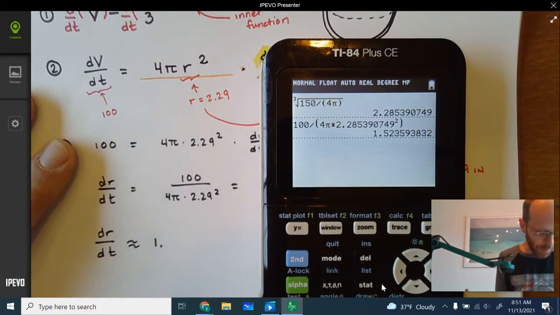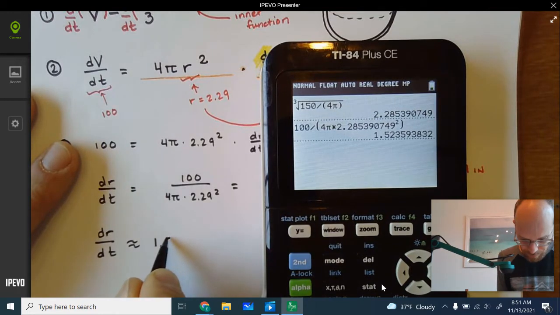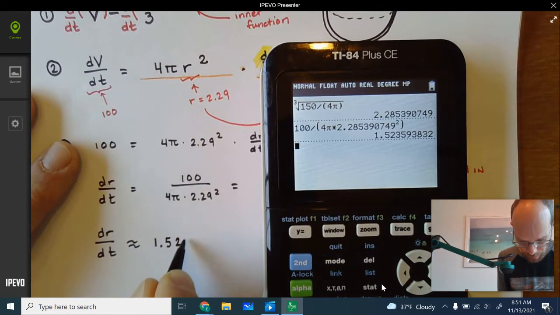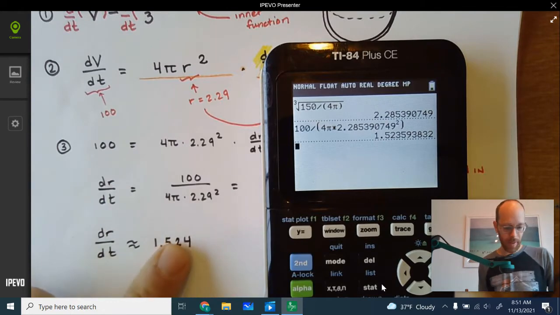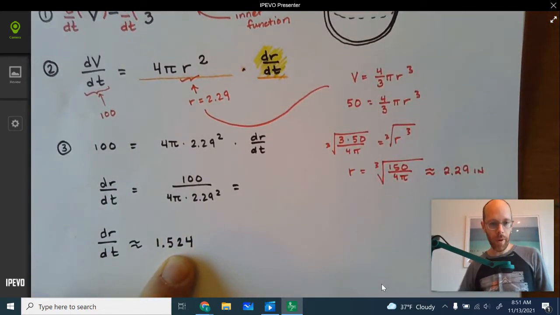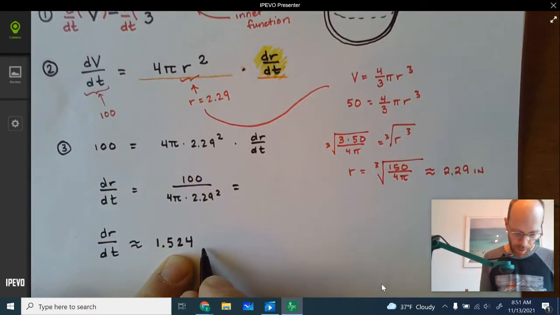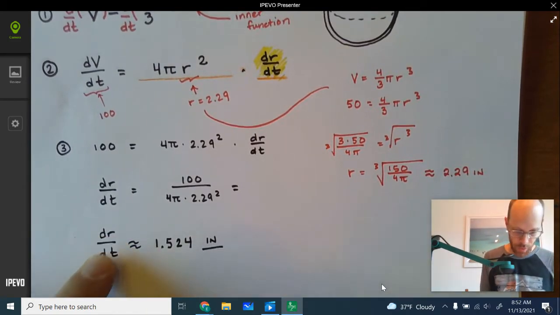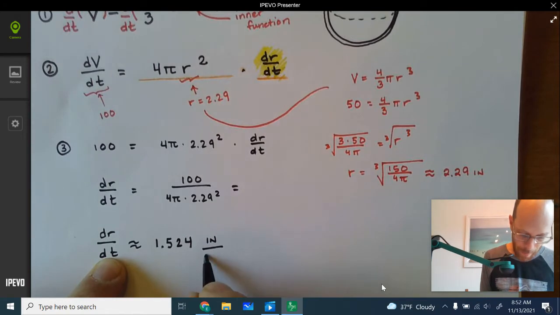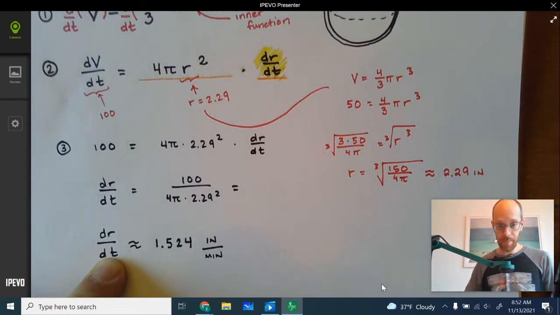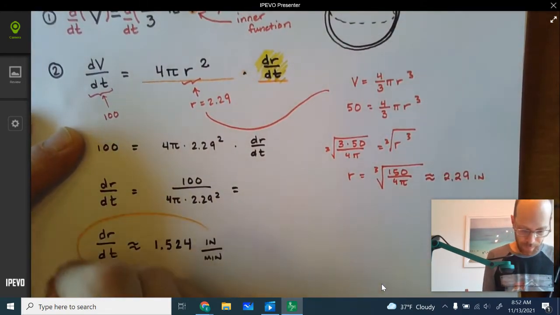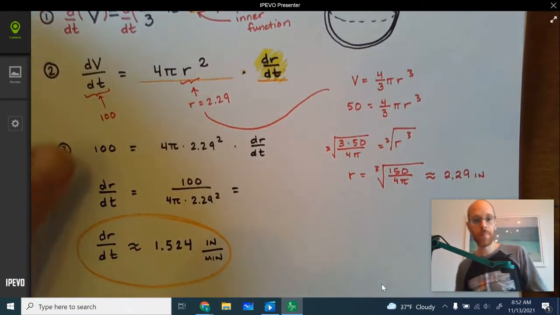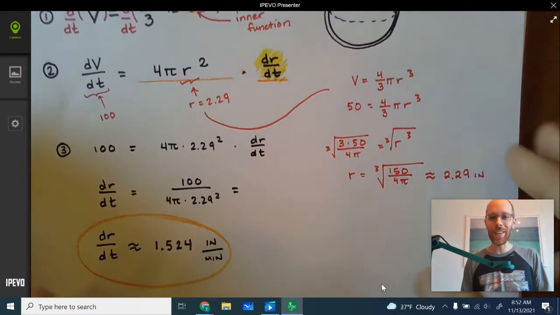Now, you obviously are going to have to round your answer here at the end. But if you round early, what happens is it throws this number off by quite a bit. So 1.524, and our units would be radius over time is inches per minute. Let's see what Gale gets up to next.